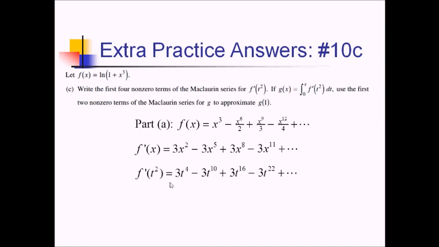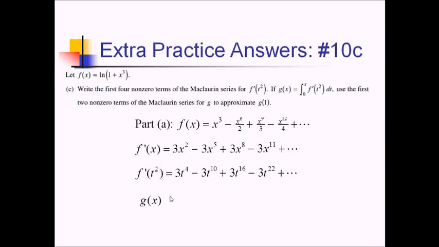Next thing they want us to do, so this was one of our tasks on this problem, if g of x equals the integral of that thing that we just wrote from 0 to x, we want the first two non-zero terms of the Maclaurin series for g to approximate g of 1. All right, well, let's get a function for g of x in general. Since I'm integrating from 0 to x, when I take my antiderivative here, since everything's going to have a variable in it, plugging in that lower limit of 0 is just going to zero everything out. So I can really just go straight to plugging the x into my antiderivative.